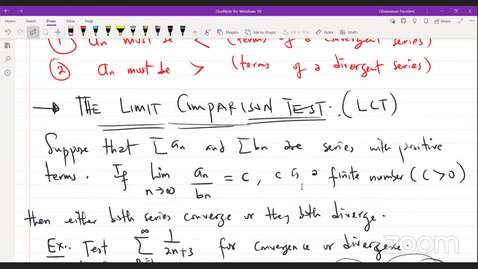Okay, so this is particularly reminding you that when this limit gives you a finite number, what do you expect? It either diverges or converges. Okay? Makes sense?